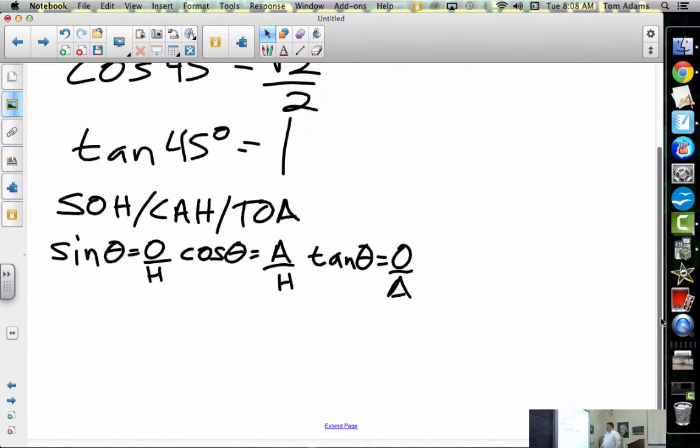Are you guys writing all this down? Because when I look out, you guys are looking at me, but I don't see pencils moving. Make sure you're writing all this down. It's not the same in the book.